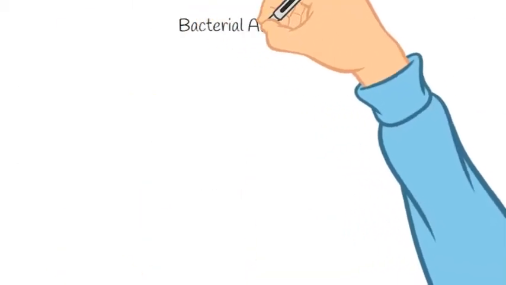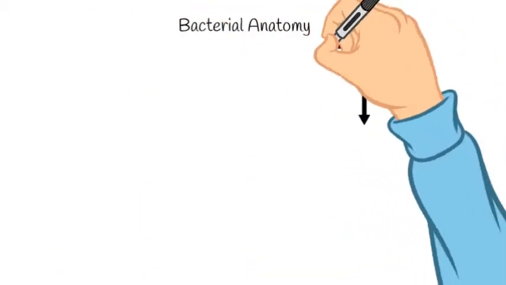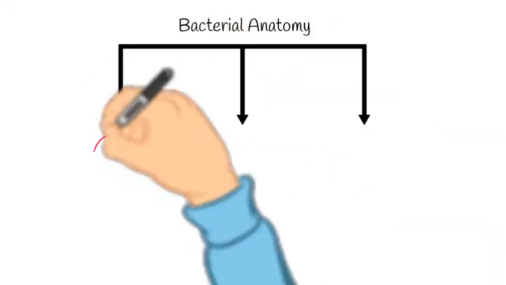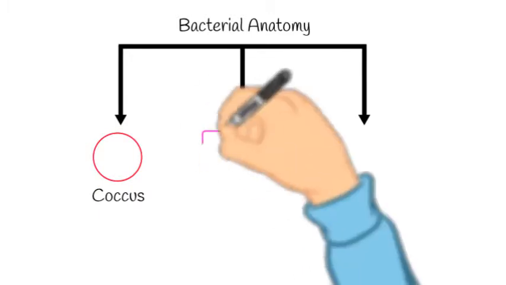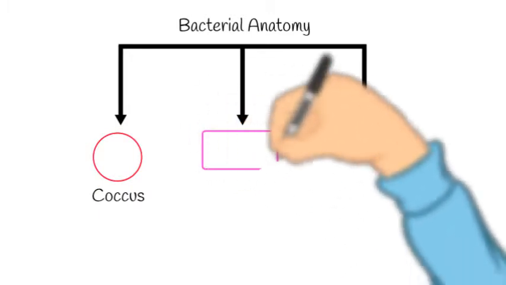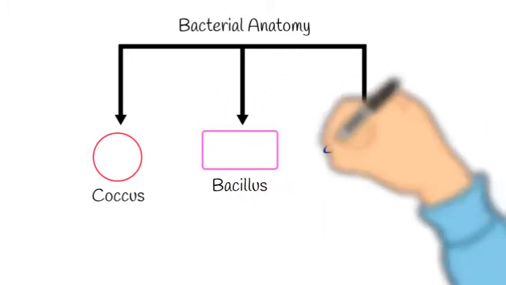We will start with the three main shapes of bacteria. The first is coccus. It is a sphere-like bacteria and resembles a pea. The second is bacillus. It is a rectangle with its edges rounded. The third is the spiral. It is a bacteria that appears twisted.